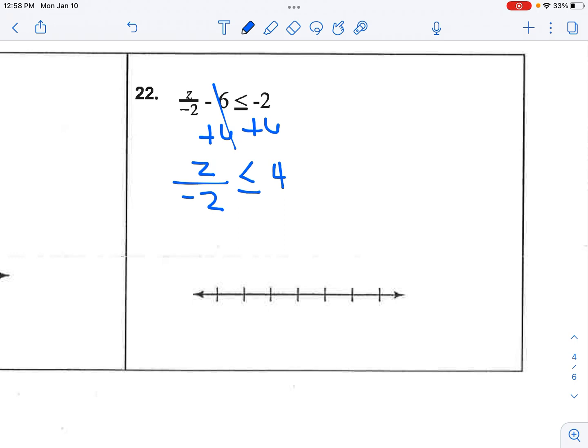Then what number divided by negative 2, the opposite of dividing by negative 2, is multiplying by negative 2. You have to flip your sign. Oops, sorry, did not mean to write negative 12. Flip your sign. Anytime you have to multiply or divide by a negative, you're going to flip your sign.